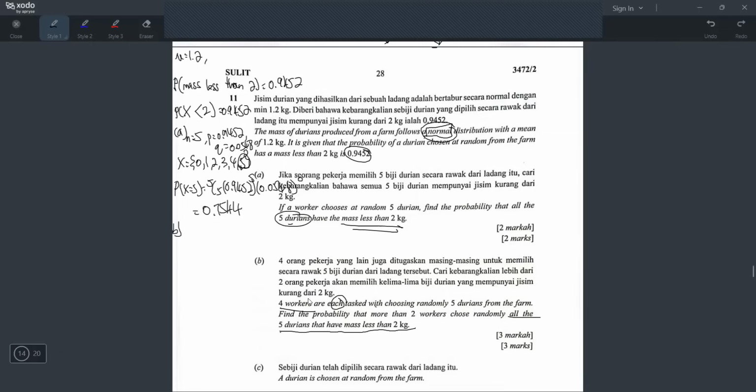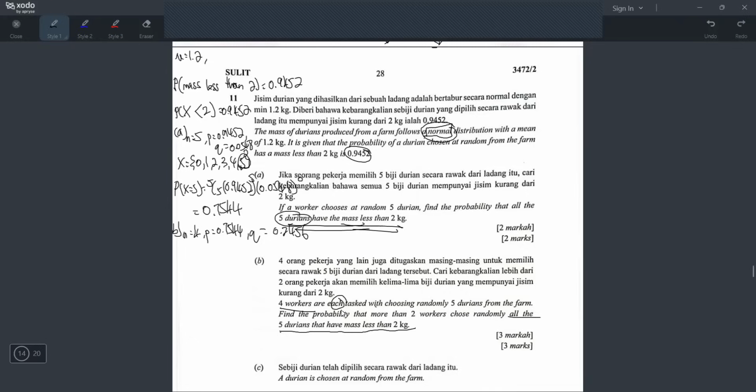So the experiment is considered a success when one worker chooses 5 durian with mass less than 2 kg. Means your probability of success is actually 0.7544, because 0.7544 is the probability of all durian having mass less than 2 kg. This is your P, and then your Q will be 1 minus this, which is 0.2456. Okay, it means your N is 4.